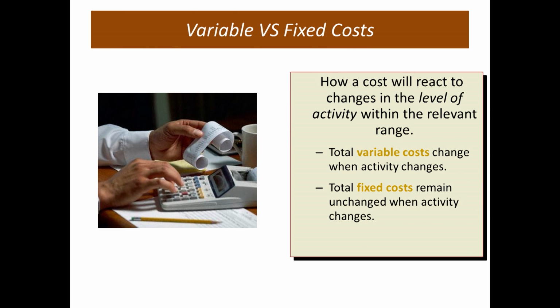Let's do a little bit of a refresher. Variable versus fixed costs. Now, variable versus fixed costs is how a cost will change in regards to the level of activity. Now, total variable costs change as activity changes. Total fixed costs do not change as activity changes. Remember we talked about this?